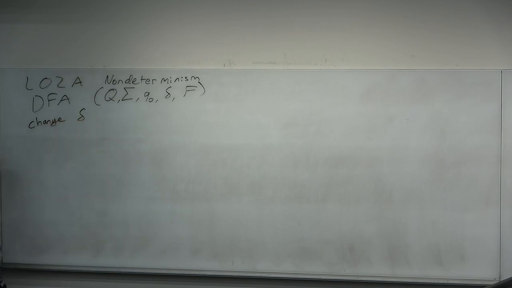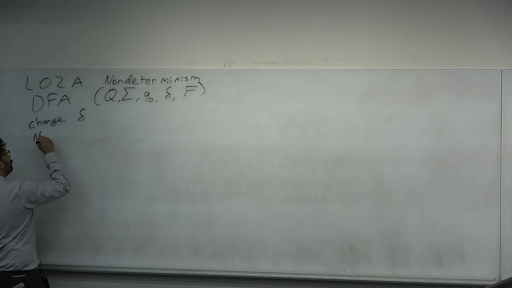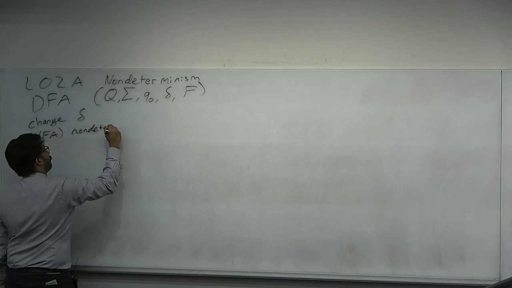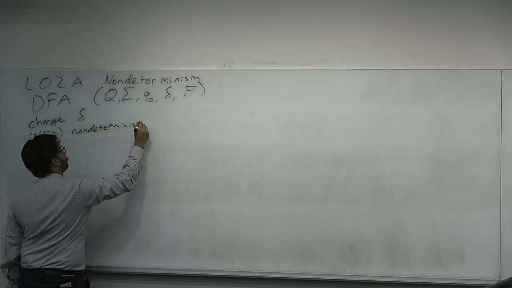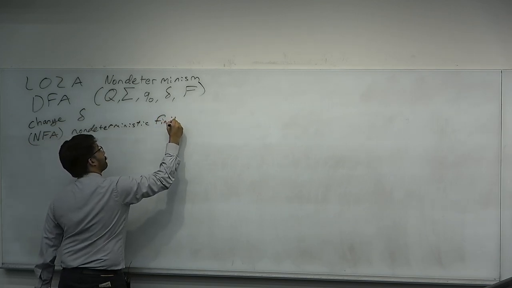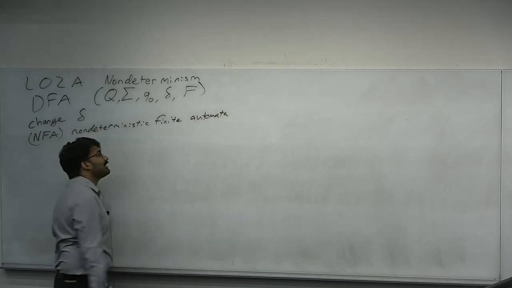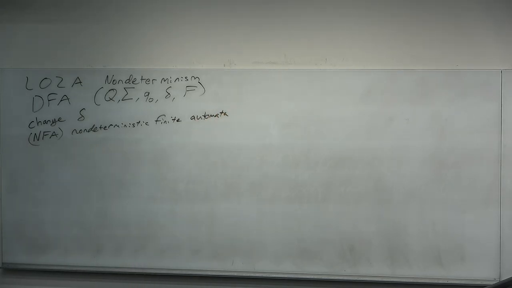We're going to define a new kind of automaton called a non-deterministic finite automaton. We're going to relax the definition of delta to get this definition of an NFA, and hope that the definition of an NFA is more general than the definition of a DFA. And because it's a generalization, maybe it can do more things. Maybe it can have more power. So we're going to change delta in three important ways.